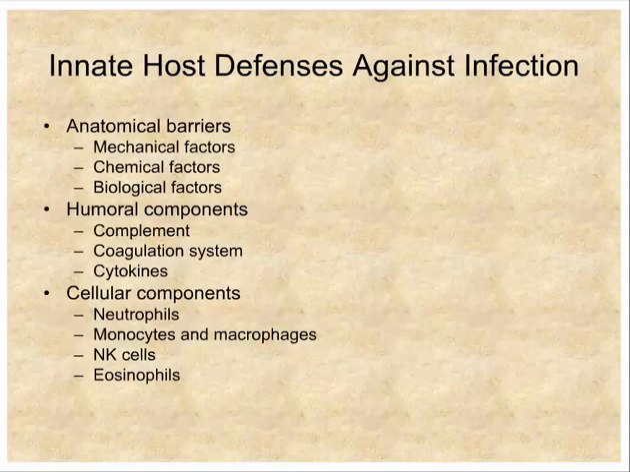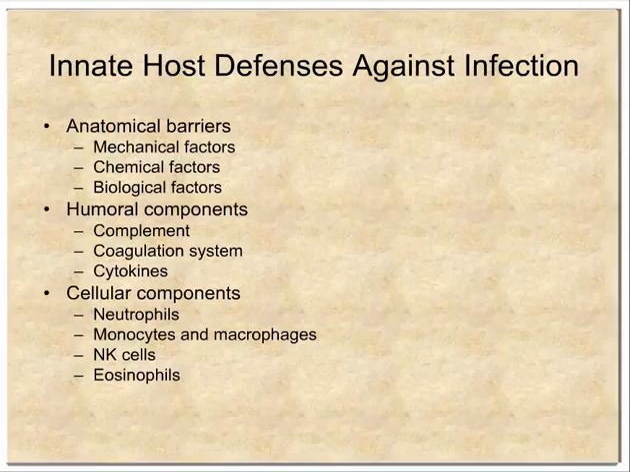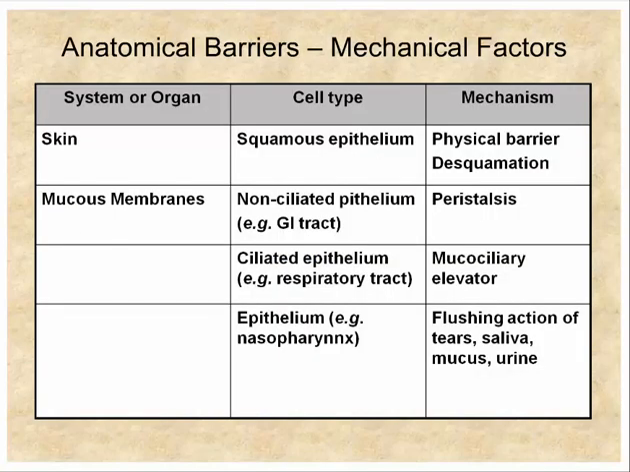Okay, before we get to the actual cells, though, there are actually other components of the nonspecific immune system. Some of them are just anatomical barriers. There can be mechanical factors, chemical factors, biological factors. Then we have those humoral components. This is the one that we'll talk about in the next hour mostly, because this is probably the most important of the humoral components of the nonspecific immune system. And then we have these cellular components, the neutrophils, the monocytes, macrophages, NK cells, which we will explain what they are, and eosinophils.